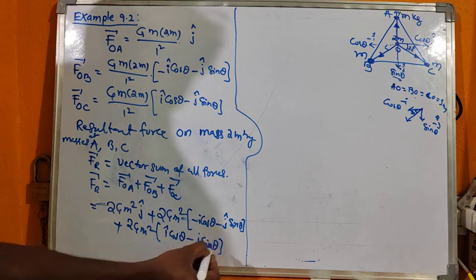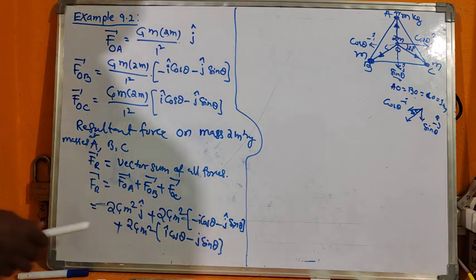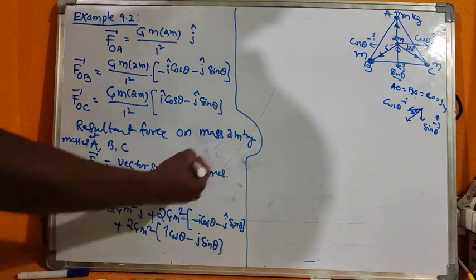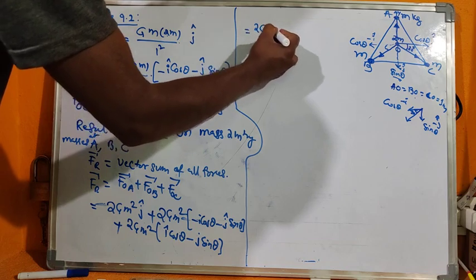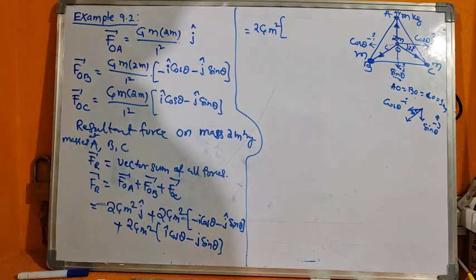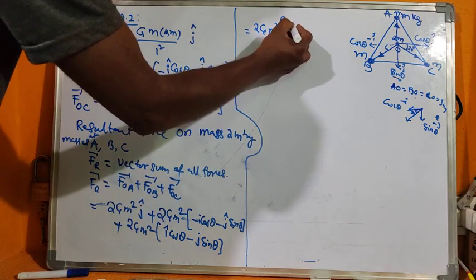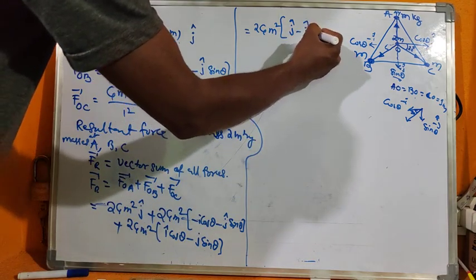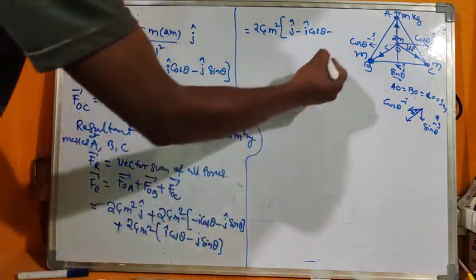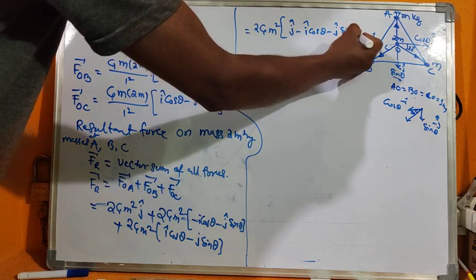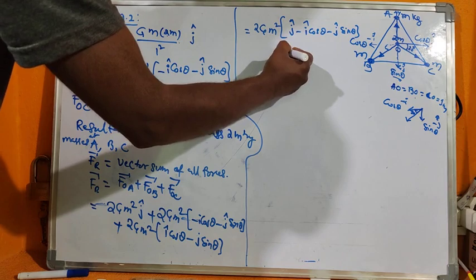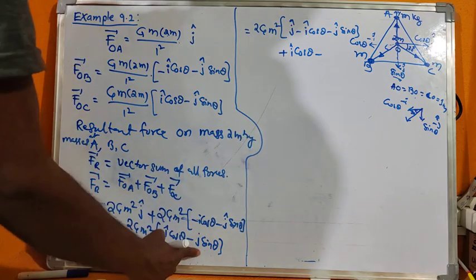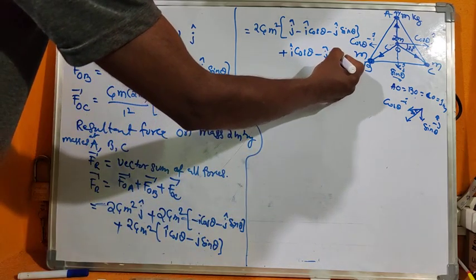In this, all the terms have 2G m square common, so just take that common. It is equal to 2G m square taking common. Then here it is only j cap, minus i cos theta, and minus j cap sine theta. Then plus i cap cos theta minus j cap sine theta.